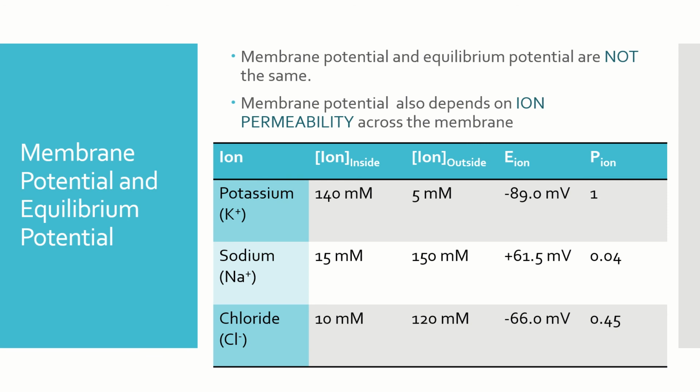Membrane potential, which we talked about earlier, and equilibrium potential are not the same, okay? Membrane potential also depends on ion permeability across the membrane. So here we have a little bit of information. P ion is the permeability of the membrane to that ion. And so the larger this number, the more permeable the membrane will be to it. Potassium is one of the most permeable ions that we have with the number 1 here. Sodium, one of the least permeable with 0.04. And chloride in between, close to halfway. So more permeable than sodium and less than potassium at 0.45.